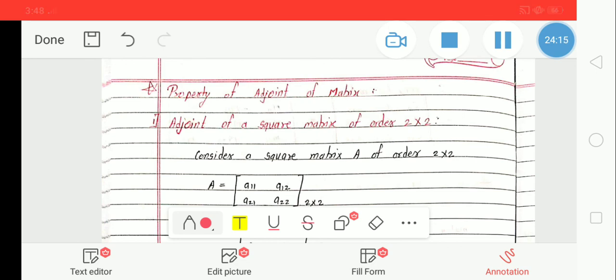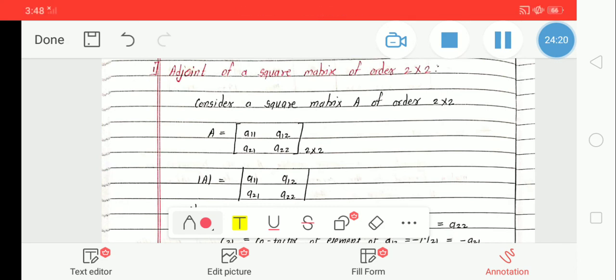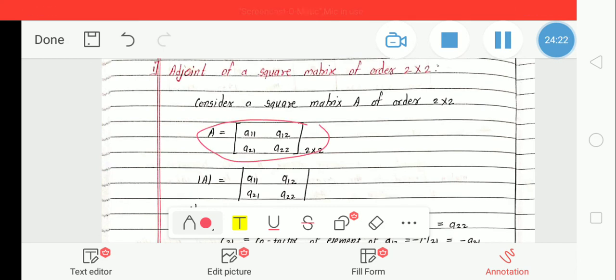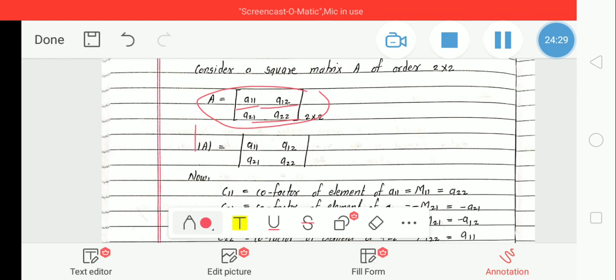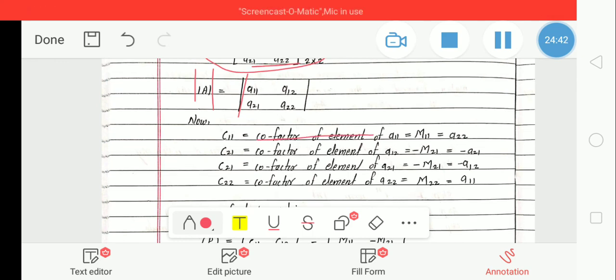The adjoint of a square matrix, say 2 cross 2. Here this is a matrix A, 2 cross 2, with A11, A12, A21, A22. So we take it in mod A, so mod of A11, A12, A21, A22. Now we have to find the cofactors. The cofactor C11 of element A11 is M11, so this is A22.